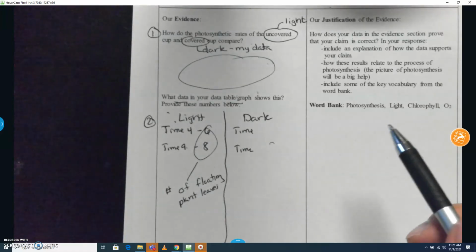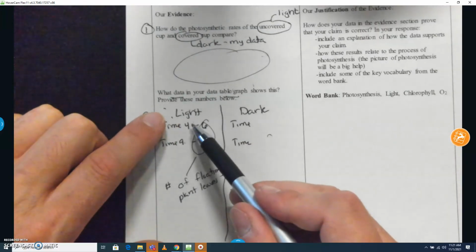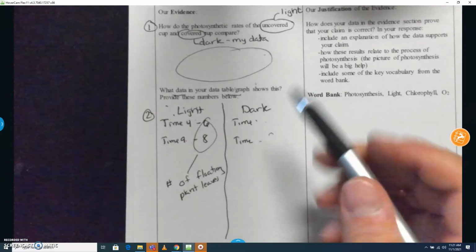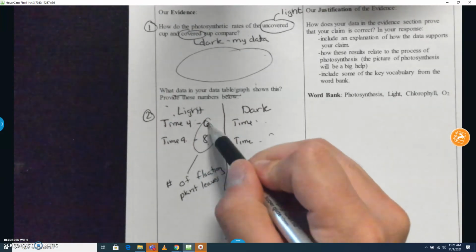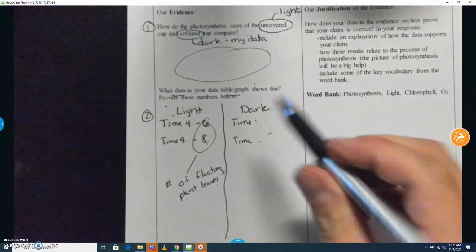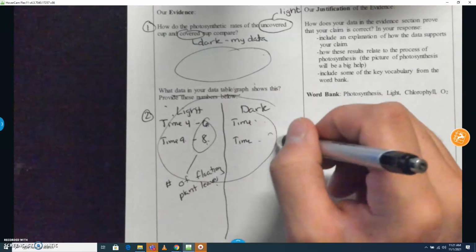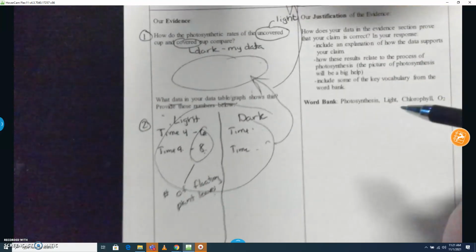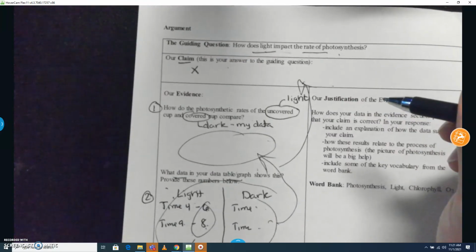Ultimately what you're doing is you're trying to show that the light had a rate of this, the dark had a photosynthetic rate of that. Rate would be the number of floating leaves. And they do need to be numbers that prove that that is correct and that your claim is also correct.